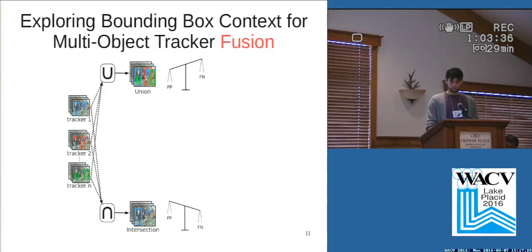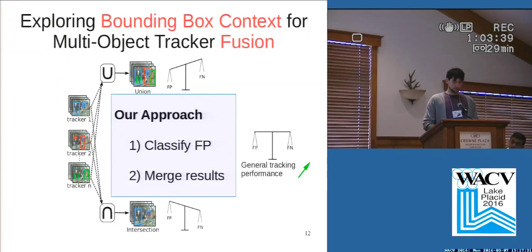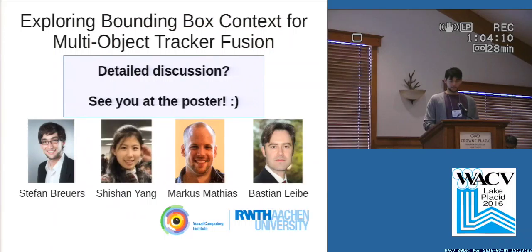And our approach was the best of both worlds. It's a learning-based approach where you first classify the false positives, a bit like in the intersection, and then merge the results to combine all the strengths of the trackers. And this way get fewer false negatives. And the error balance is guaranteed. You do not introduce more error than you decrease error, and in total the general tracking performance increases. And for a more detailed discussion, see you at the poster.